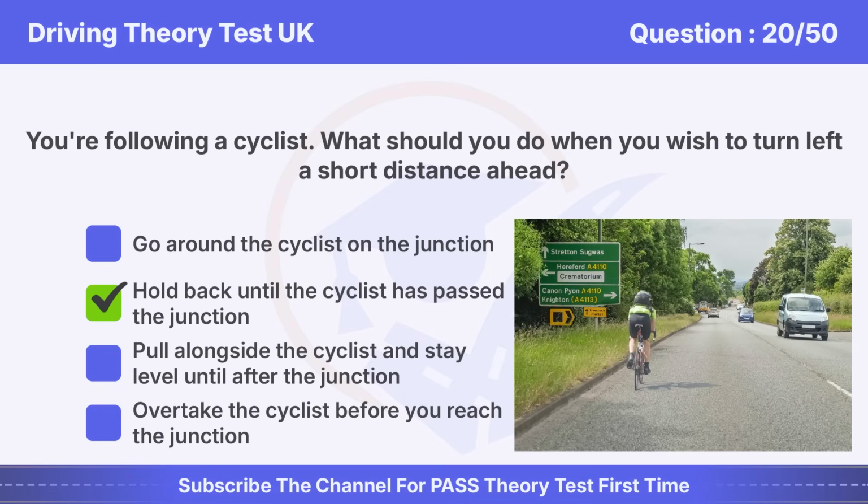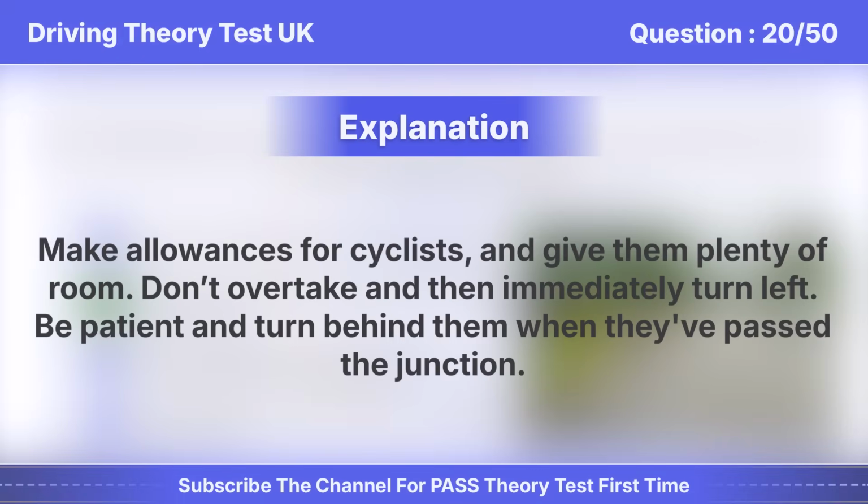Answer is B. Hold back until the cyclist has passed the junction. Make allowances for cyclists and give them plenty of room. Don't overtake and then immediately turn left. Be patient and turn behind them when they've passed the junction.